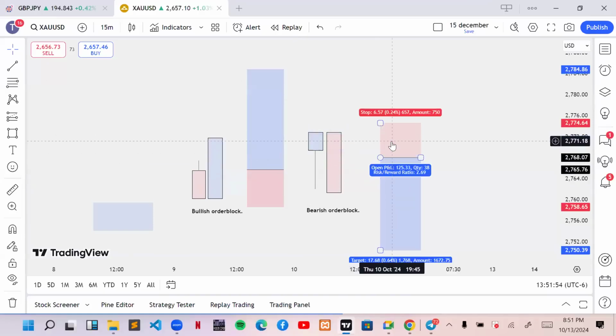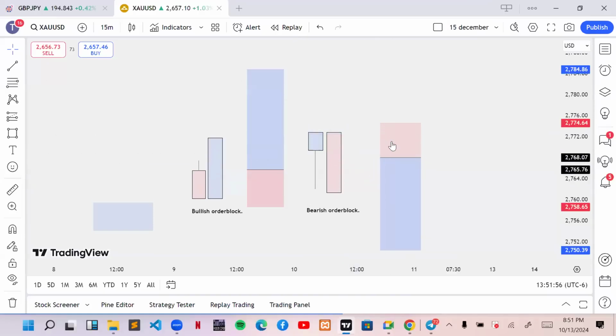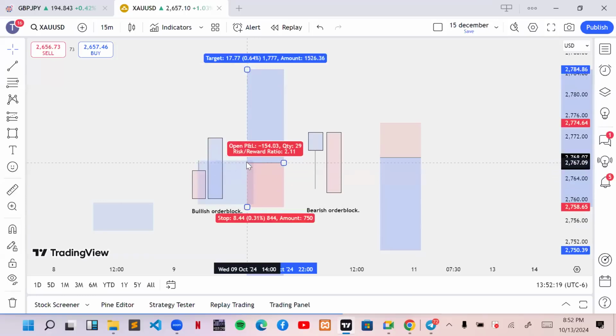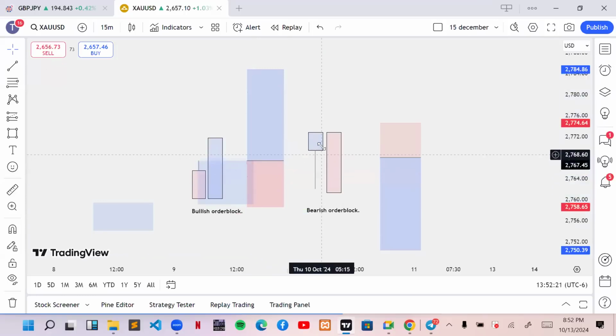Pay attention. If the wick of the order block is smaller and shorter than the body of the order block, you pick your entry from the wick. But if the wick of the order block is longer than the body, pick your entry from the body. For example, for this particular order block, the wick is shorter than the body, so you pick your entry from the wick right here. But in this scenario, the wick of this order block is way longer than the body, so you pick your entry from the body of this order block right here.